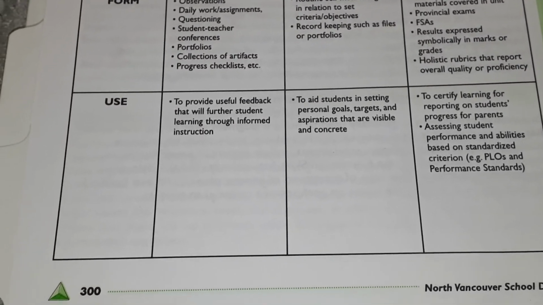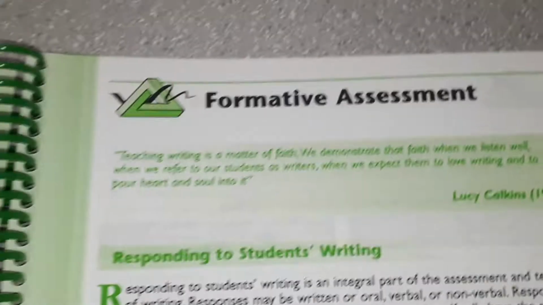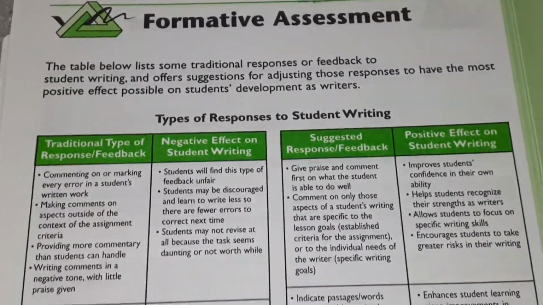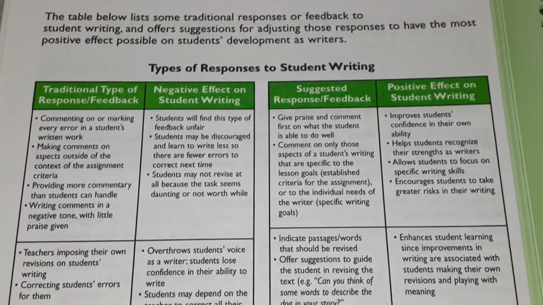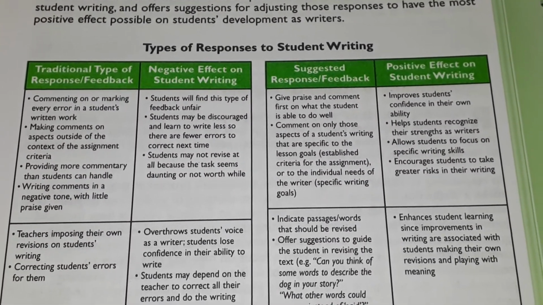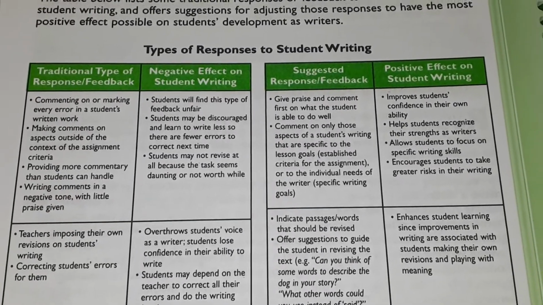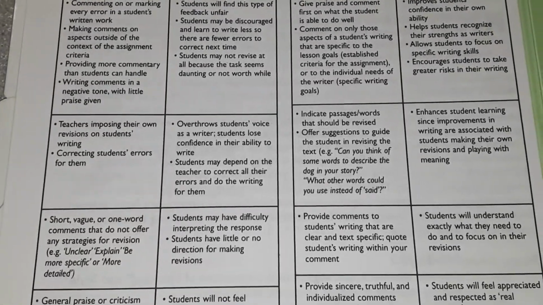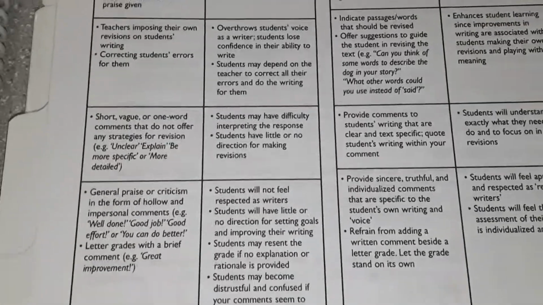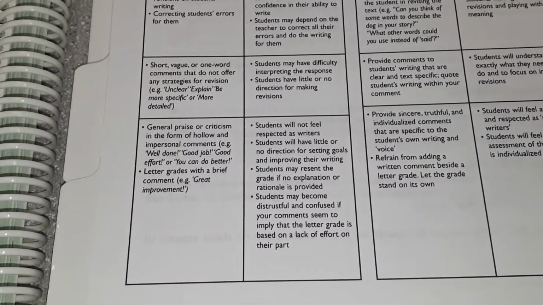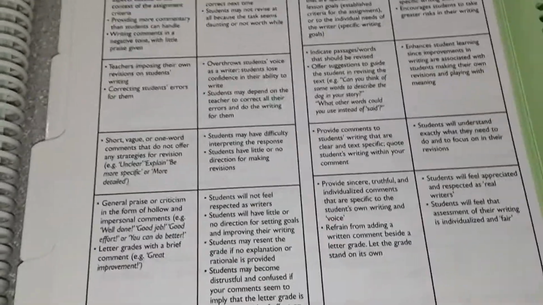Purpose, focus, form, use, and formative assessment. Formative assessment. Traditional type of response. Negative effect on student writing. Suggested response, feedback, positive effect on student writing. So this is how formative assessment can help improve outcomes versus cause emotional, social stress, and maybe academic apprehension.